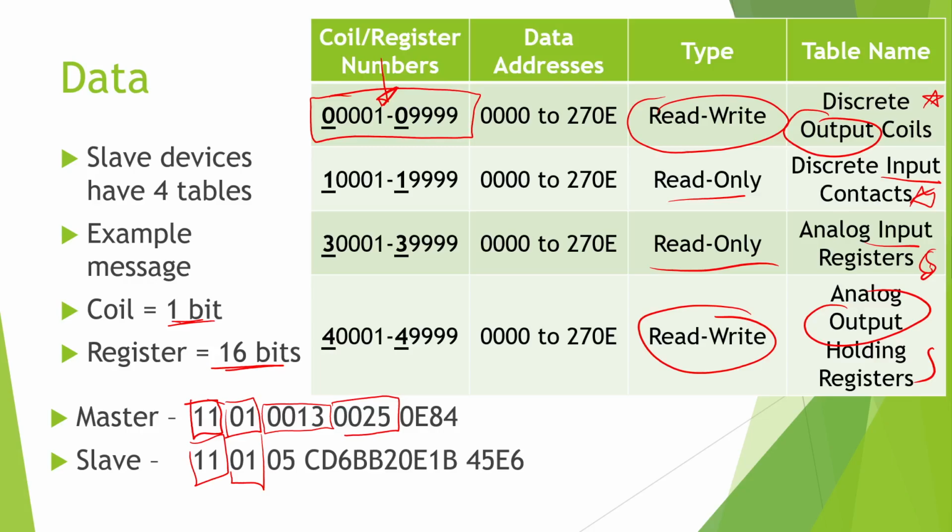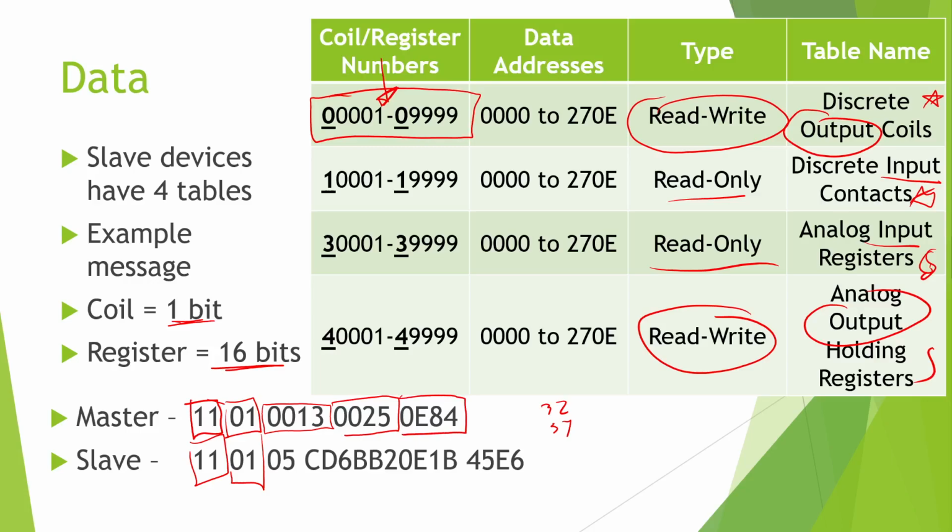All right. What does that mean? How many coils do we want to read? Do we want to read 25? No, because we're still in the world of hexadecimal. So 2 times 16, that would be 32, plus 5, 37. So we would send 37. And then the 0E84 here, that is our CRC. That is our checking.